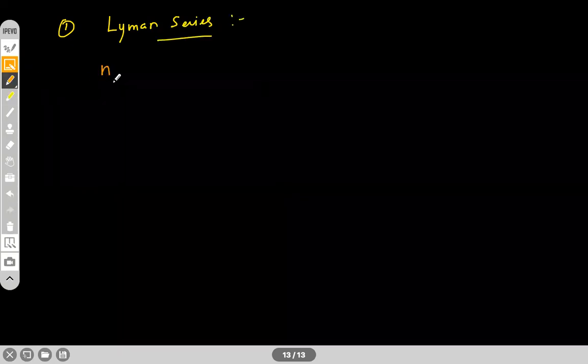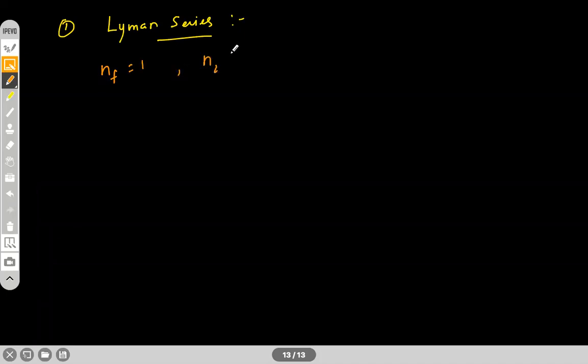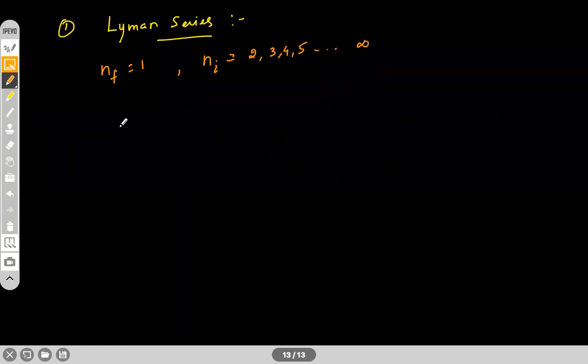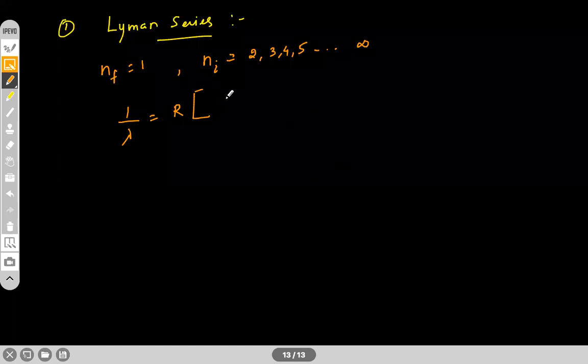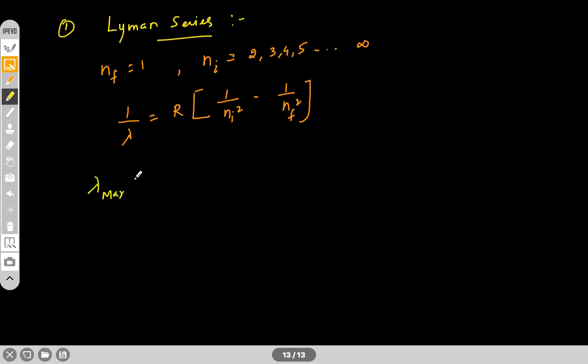So let us discuss first Lyman series. Now you tell me, the NF value is 1 here. NI value could be anything from 2, 3, 4, 5 till infinity. 1 by lambda is equals to R, I'll write down R for any other atom, 1 by NI square minus 1 by NF square. NF is fixed, NI you can change, any value you can take. So based on the value of NI, could you tell me the possible value of lambda max in terms of R? R you don't have to substitute. And lambda minimum in terms of R. Could you find out this too?